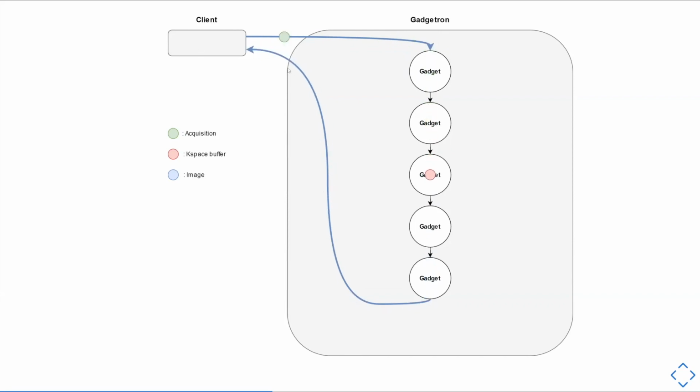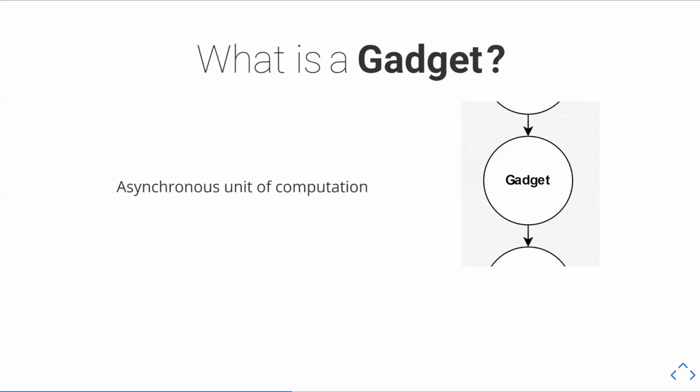And what's important to note here is that while the images are being reconstructed, the first gadgets have already begun post-processing the next acquisition lines. So this allows us to do reconstruction with a very low latency and enable us to do things like real-time reconstruction. So to sum up, a gadget is an asynchronous unit of computation, to be a little technical.